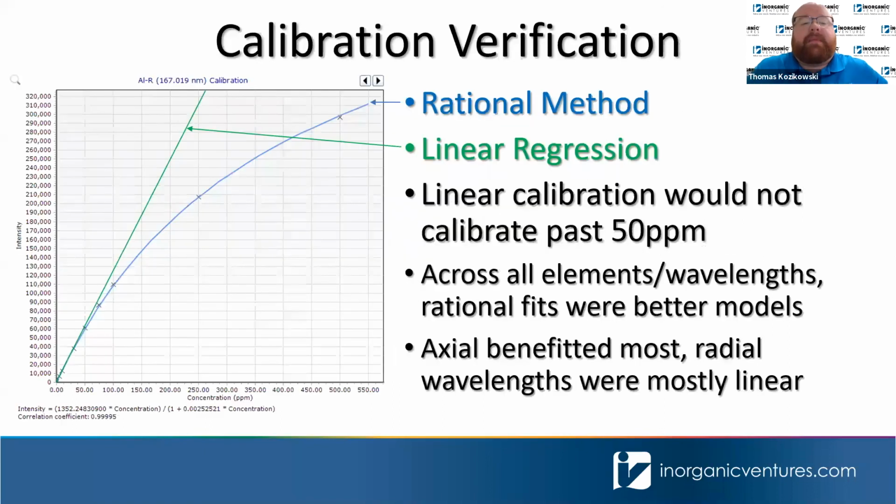So this is a graph showing really what's going on with our calibration curves. This is aluminum 167. It seems to be the line with the absolute worst curvature, and this is actually in radial.